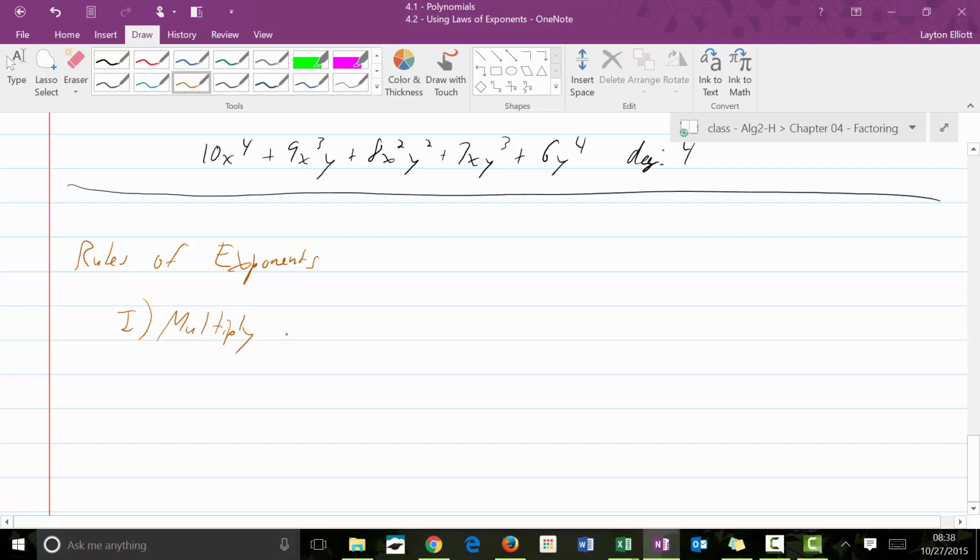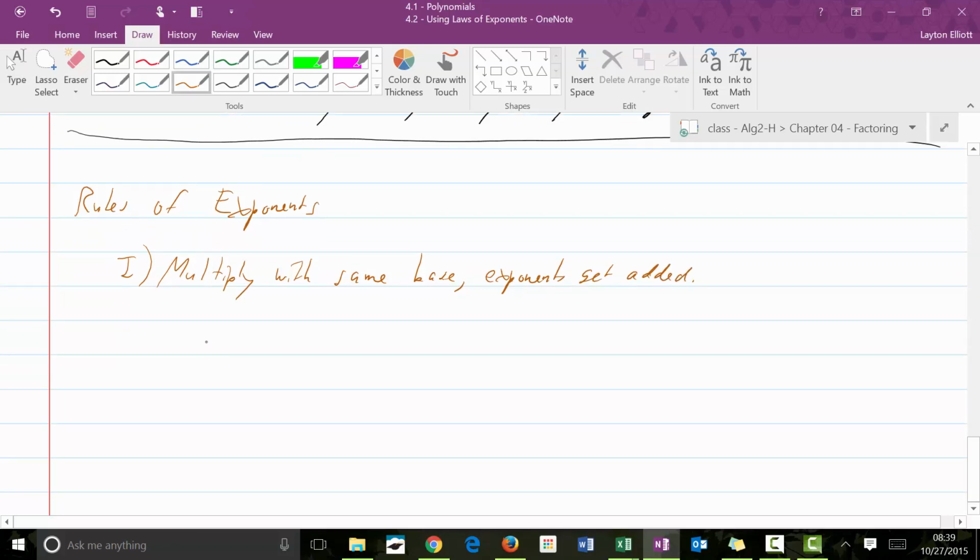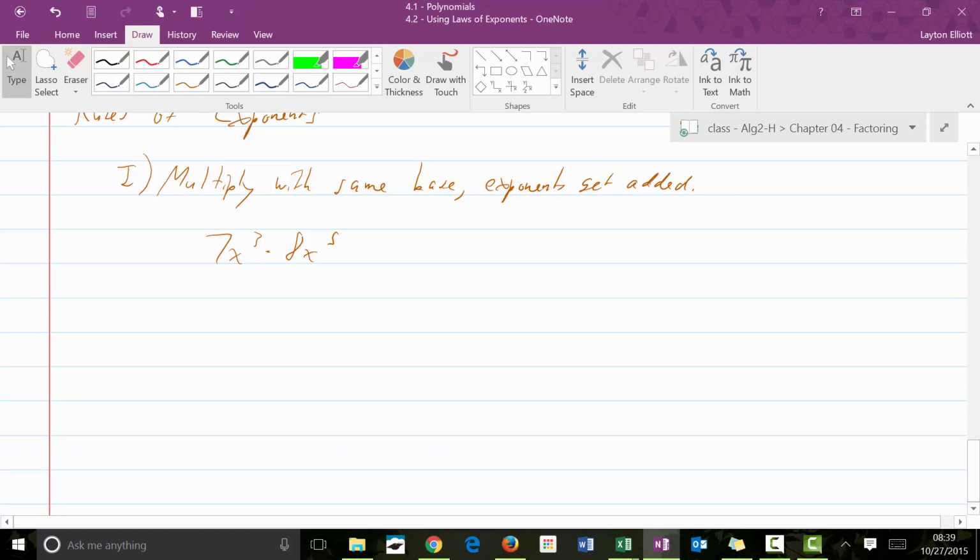Rule number 1, when you multiply with the same base, the exponents get added. This is not terribly difficult to prove or demonstrate. For instance, if I have 7x cubed times 8x to the 5th, we have these commutative properties of multiplication that talk about the order not mattering. So that would be the same thing as 7 times 8 times x times x times x times x times x times x times x times x. And there are 8 of them now. There are 8 x's. 7 times 8 is 56, and x, there are 8 of them, so that's x to the 8th power.